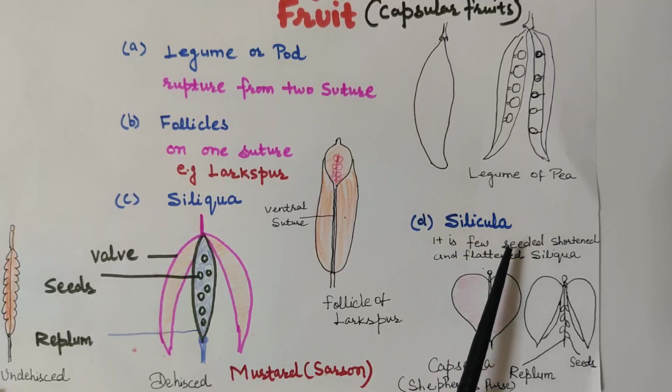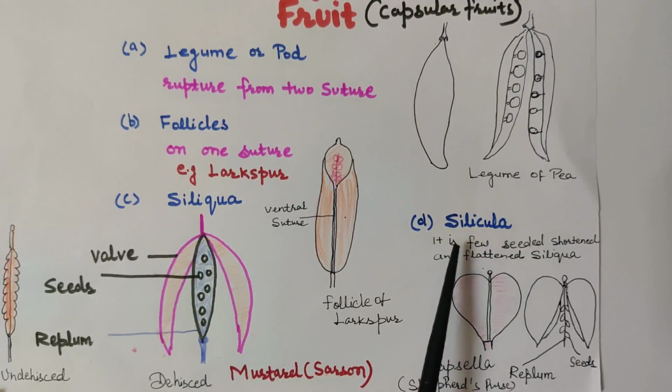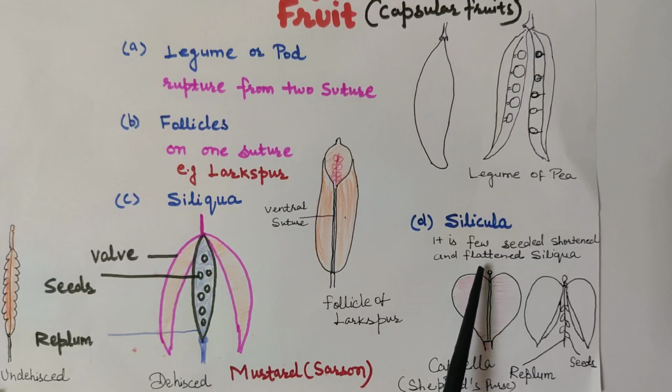The next type is silicula. Silicula is a few-seeded, shortened and flattened siliqua. An example of silicula is capsella, another name of which is Shepherd's purse. Here, this middle line is showing the replum. When it ruptures, how does it open? The two valves open, and the middle thread-like structure is the replum, and seeds are present on it. In this manner, this fruit ruptures and releases its seeds.